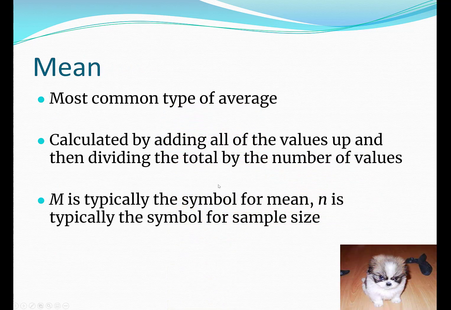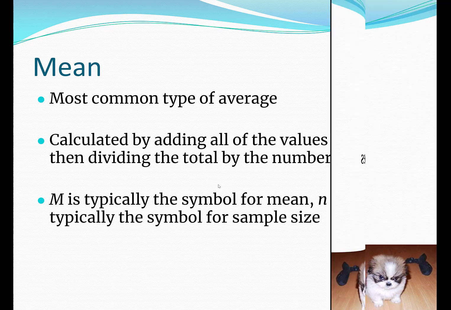So the mean. This is the most common type of average, and the way you calculate this is you add up all the values and then divide by the total number of values. And I'll give you guys an example here in a second. The way you denote this is right there with that M, and the M, italicized, is the symbol for mean, and the little lowercase n that's italicized is typically the symbol for sample size.